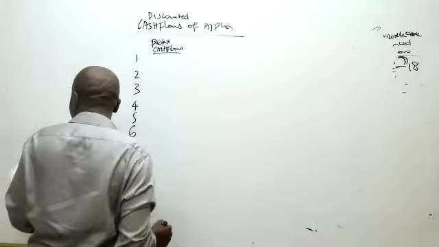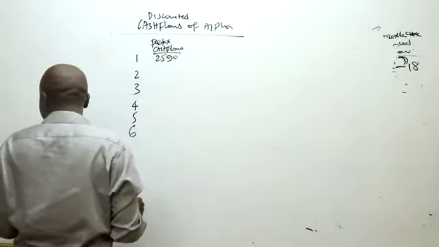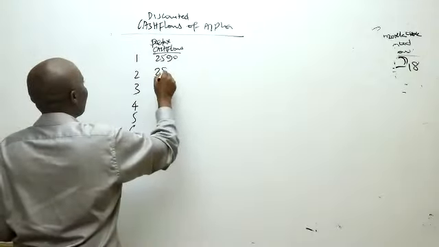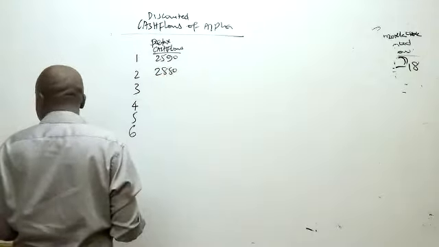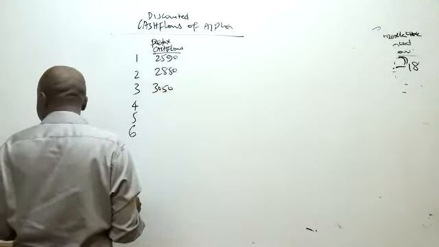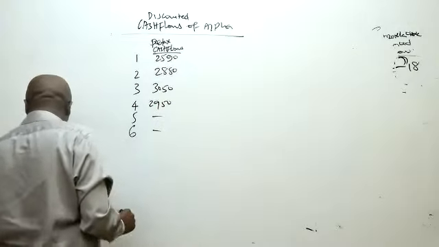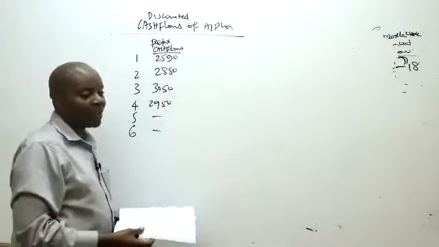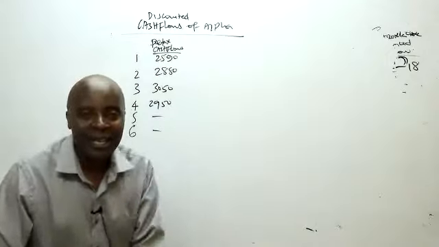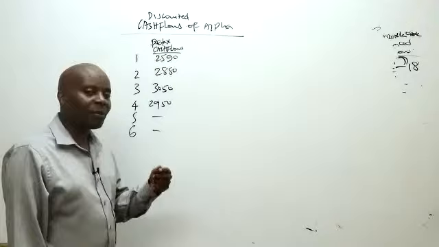So pre-tax cash flows, what do we have there? The first is 2590. The second one is 2880. The third one is 3050. The fourth one happens to be 2950, and then there's nothing there. Now, ladies and gentlemen, whenever you are given a pre-tax cash flow, your life becomes very easy.